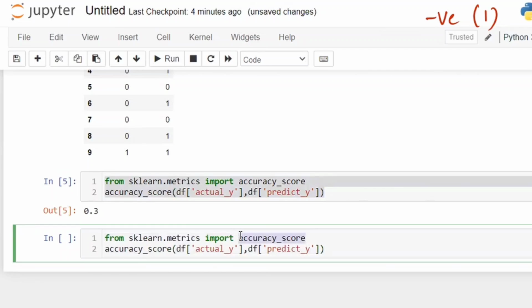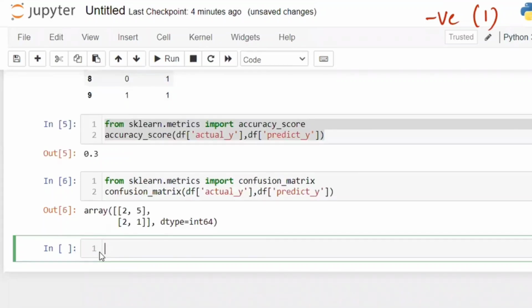From sklearn.metrics, you are going to import confusion_matrix, and you are going to give the confusion_matrix, and the same answer you have got. This side is called the actual side, and this side is called the predicted side, with 0 and 1, 0 and 1. You have got the same in your matrix, and this matrix is the same. Done.